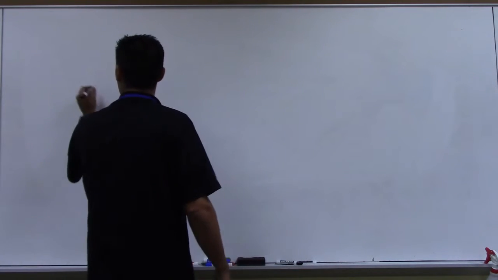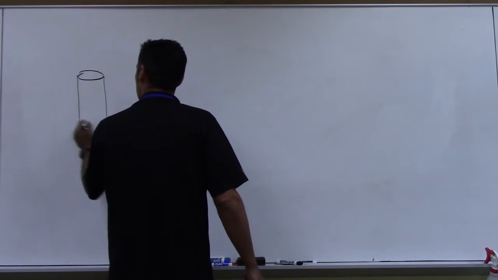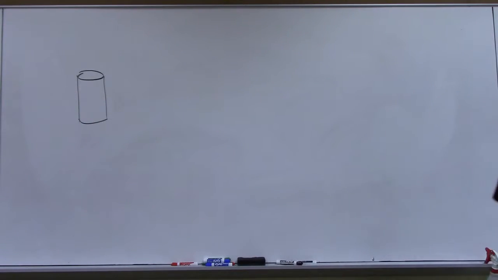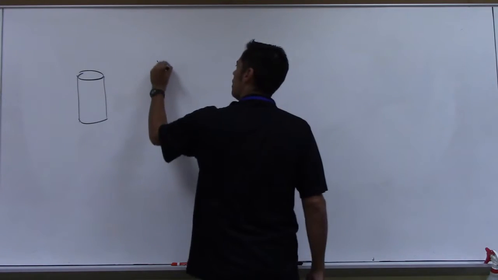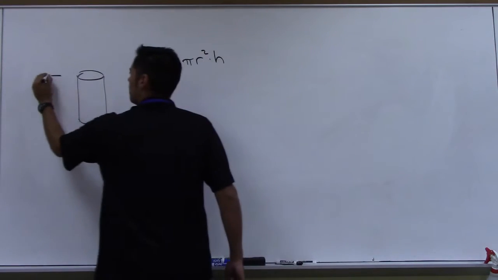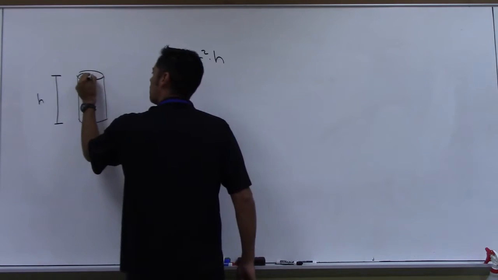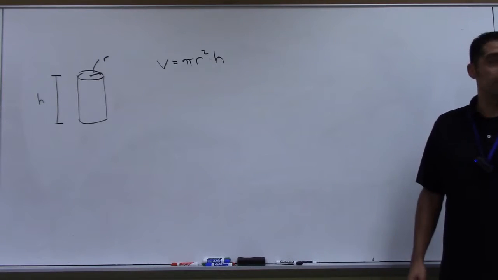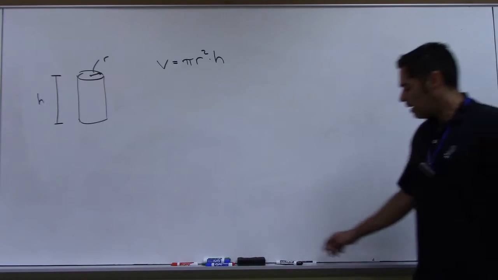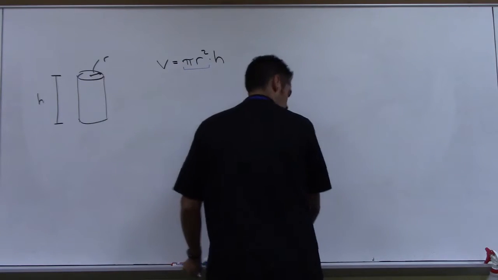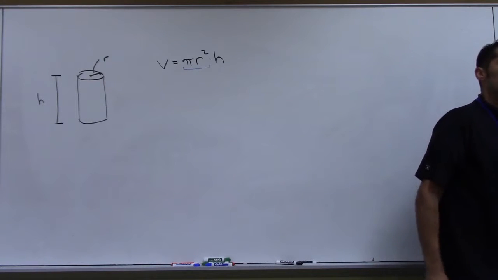So if someone gives you a cylinder, the volume of a cylinder is what? The volume is pi r squared times the height, where the height is this, and the radius r is that. That's the volume of a cylinder. Do you recognize pi r squared? What's pi r squared? The area of the circle.